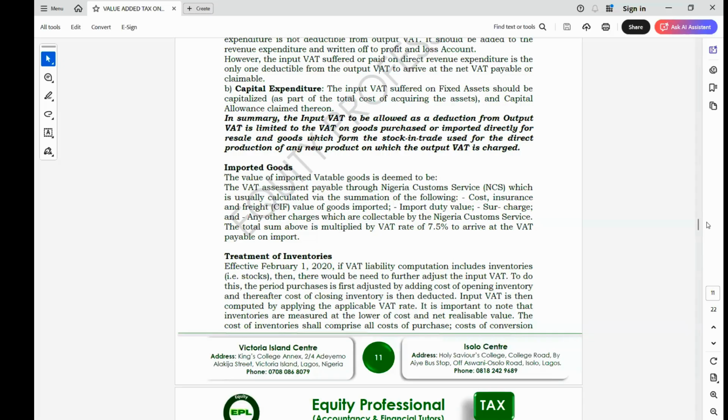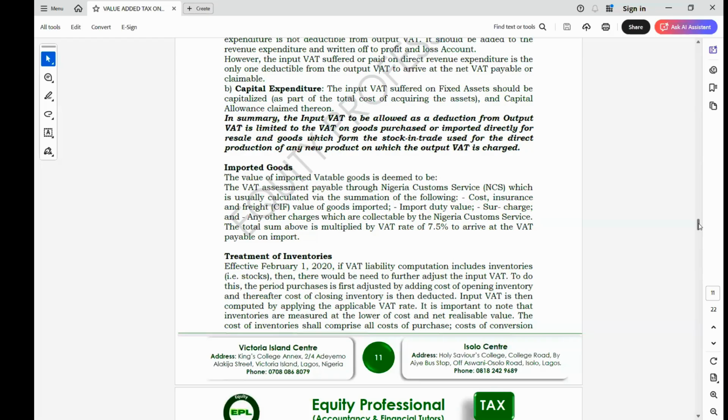Also, you may be given a scenario whereby inventory will be given to you. That is when you have opening and closing inventory, opening stock and closing stock. Please, when you are given opening and closing stock, before you calculate your value added tax, the inventory must be adjusted against our direct costs. What are the direct costs? Your purchases and your other direct costs, like carriage inward. So you must adjust the inventory against that direct cost.